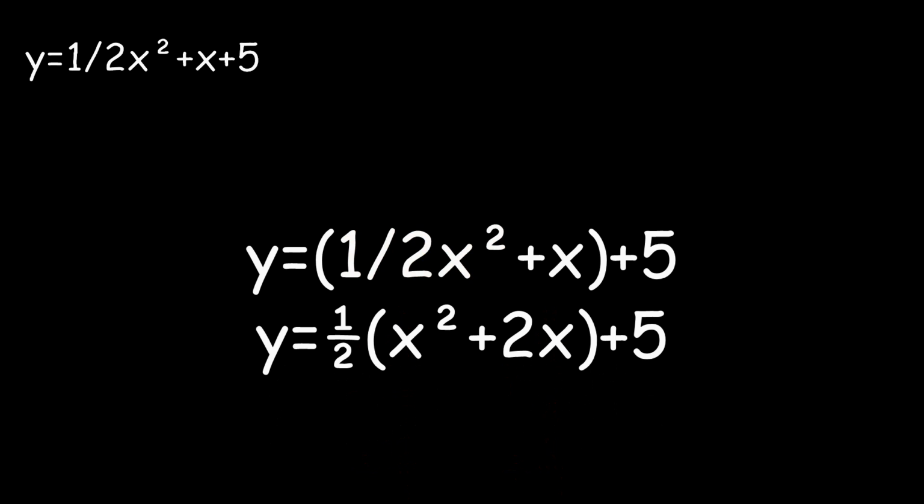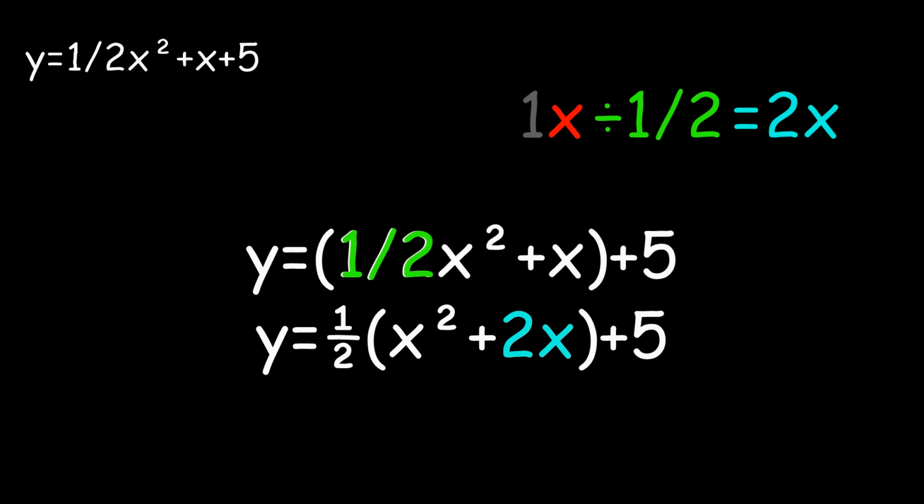So you might be asking, why? How did you get 2x? Well, you see, that x over there has a 1x. We don't have to write 1x because that's just the same as x. So pretend there's an invisible 1 there. You divide 1 by 1/2. 1 divided by 1/2, what do you get? 2x. That's how you get 1/2 times x squared plus 2x.